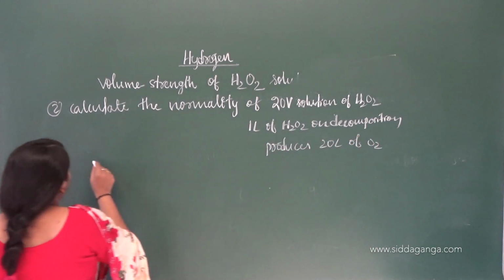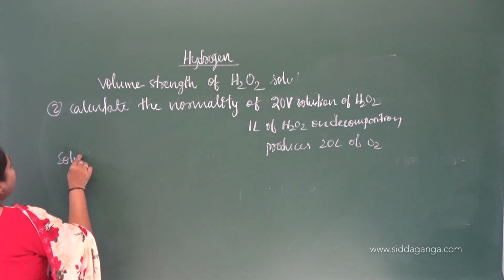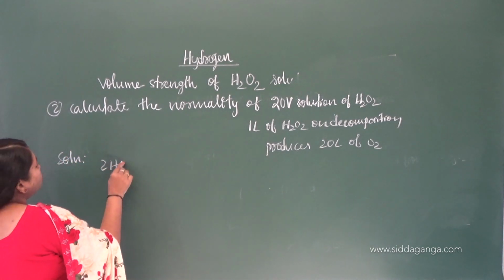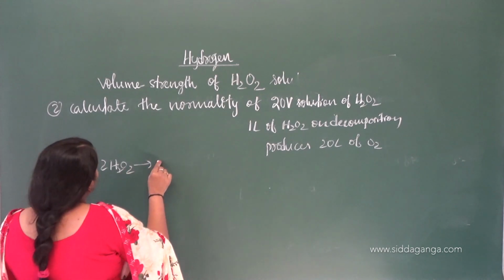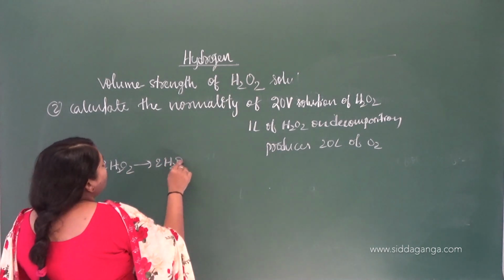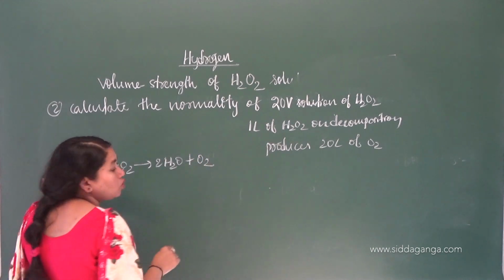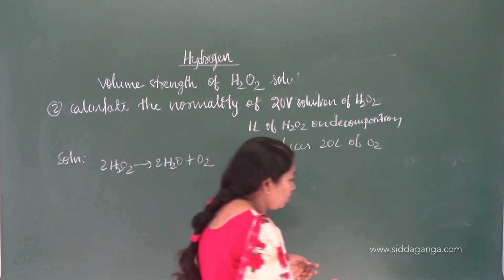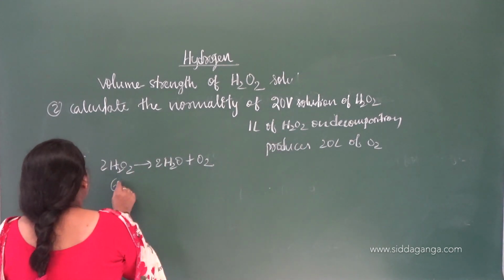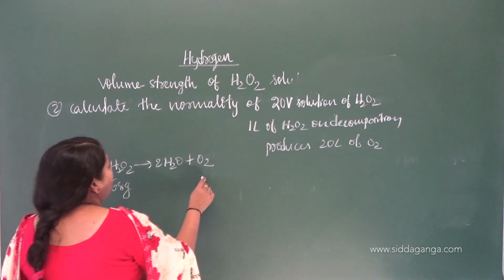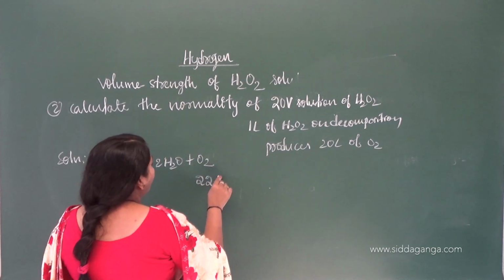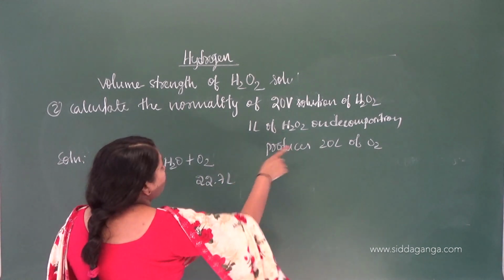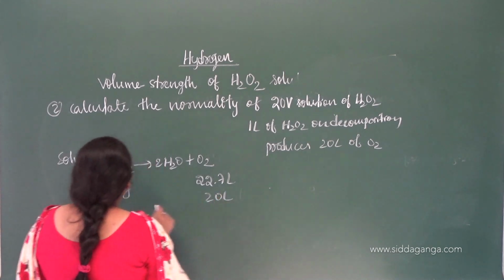O2. Now let us move on to the solution, that is nothing but 2H2O2 gives rise to 2H2O plus O2. You have to learn this by heart. So if you go with reference directly, from 68 grams, how much are you going to get? 22.7 liters. How much have they given? 20 liters.